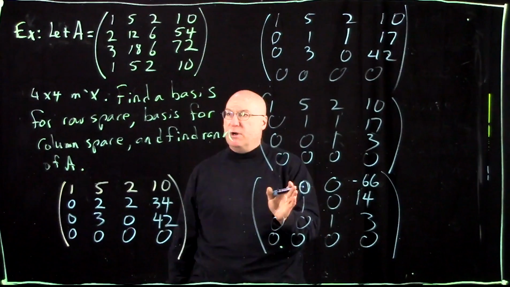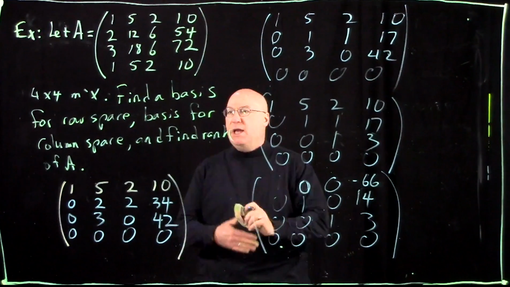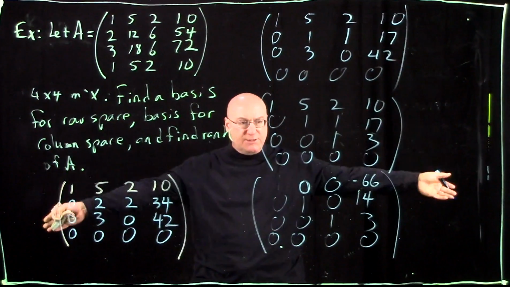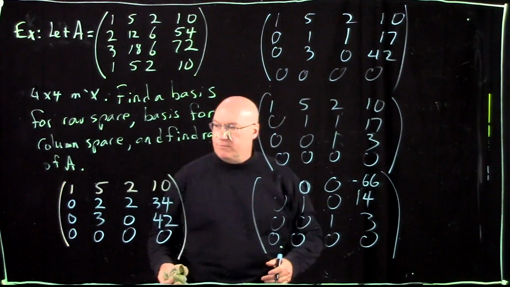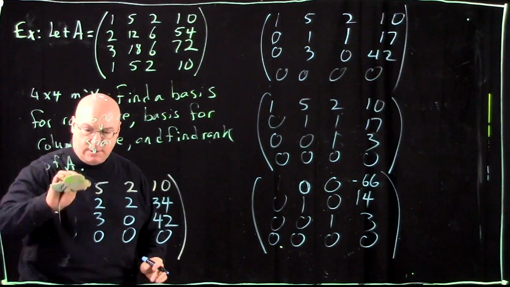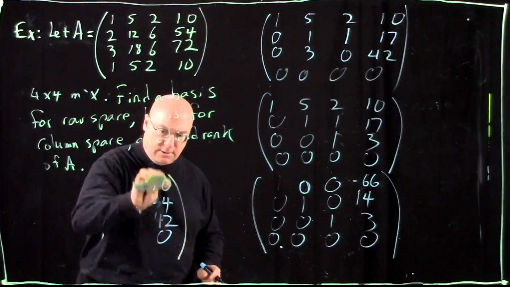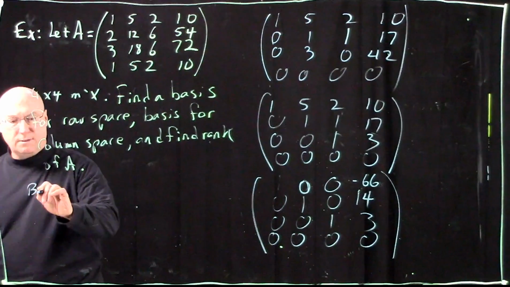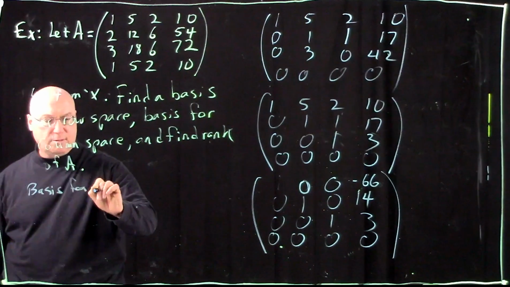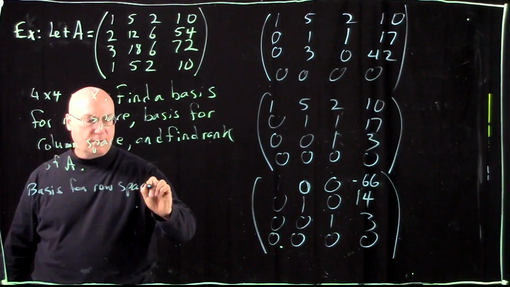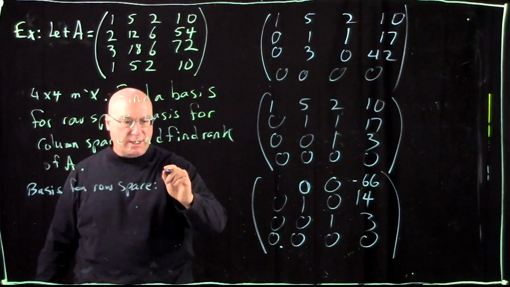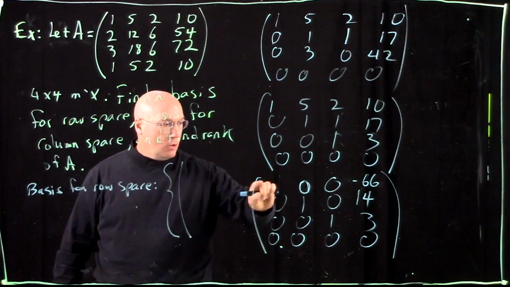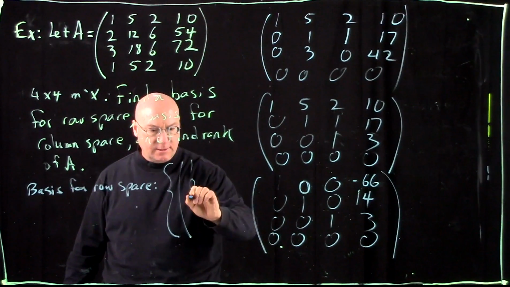But I've got it in a row echelon form. It happens to be reduced. And now what do I say? Find a basis for the row space. Answer is the non-zero rows. So let me rub this out. The non-zero rows right here. So it's 1, 0, 0, negative 66.